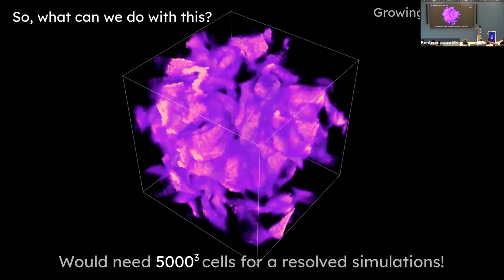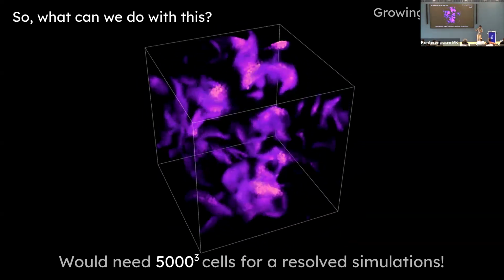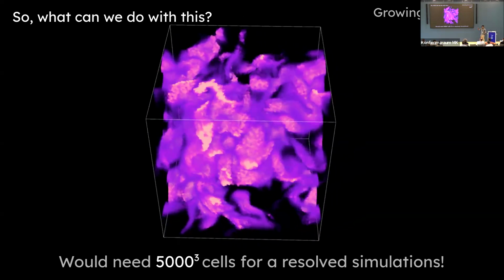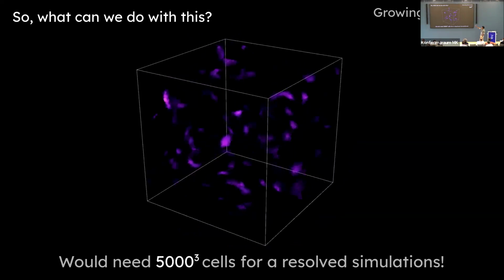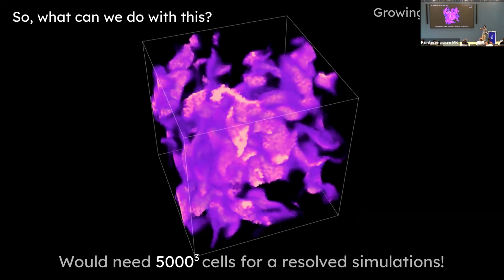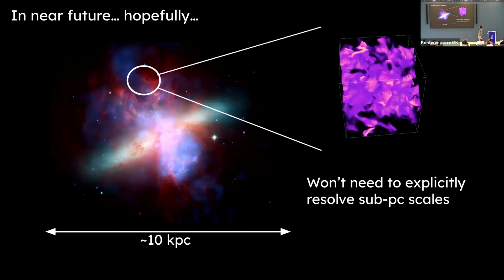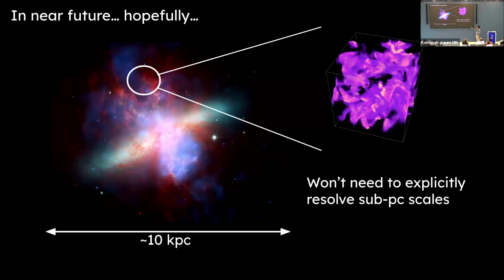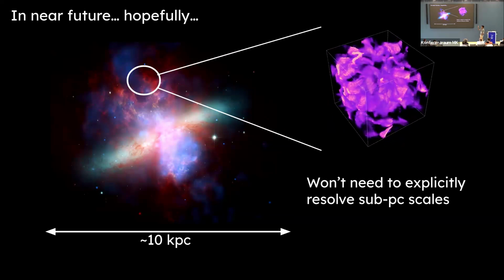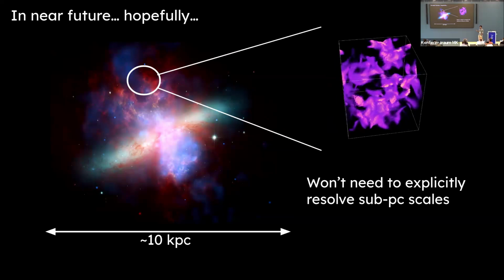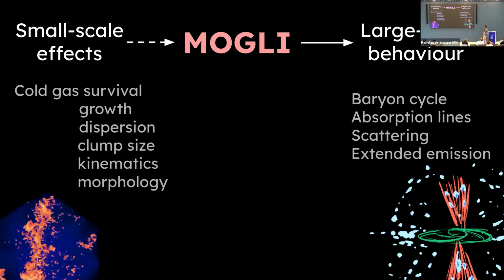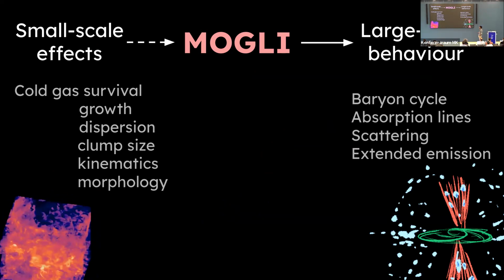And if you wanted to do this with Athena++ and try to brute force your way through it by resolving the small clouds, it would take 5,000 cubed cells, which is a serious simulation that takes ages to run. But this is just a 64 cubed cells simulation with the multi-fluid subgrid model, and takes about an hour to run. And the hope is that in the near future, it would be possible to run a zoom-in simulation or a larger scale simulation where the cold gas is consistently kept track of, and we don't have to brute force it. So that's the idea, that Mowgli fills this gap between the two scales and connects them a bit more consistently.